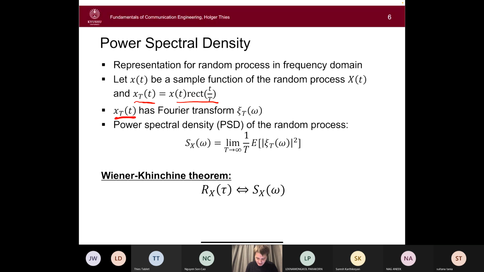So we take the limit of T to infinity of 1 over T times the expected value over all those Fourier transforms of the realizations of the random process. Okay. Any questions for the definition? So this is the formal definition of the power spectral density of a random process.